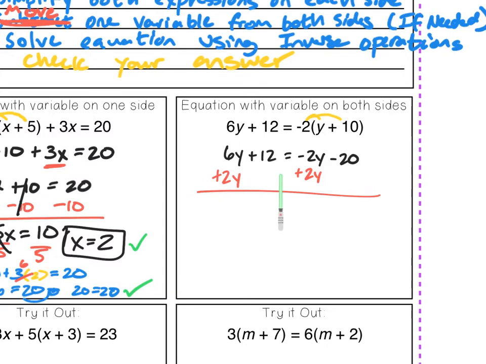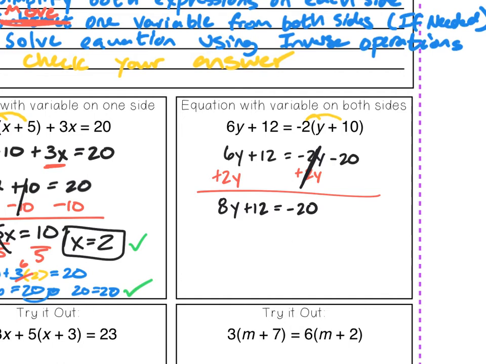Notice how I line them up. I'm adding the 2y from this side. Well, to make sure that I combine it with the right thing, I put it directly underneath. Once that happens, it cancels from one side. 6y and 2y make 8y plus 12 is equal to -20. Is anybody lost with what I've done so far?